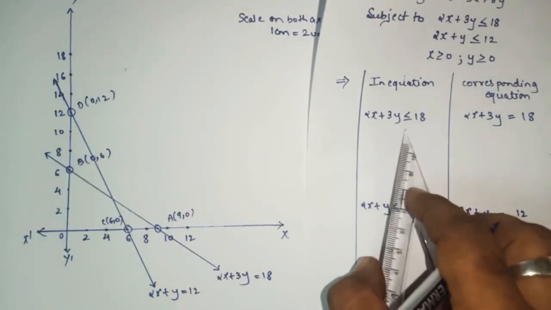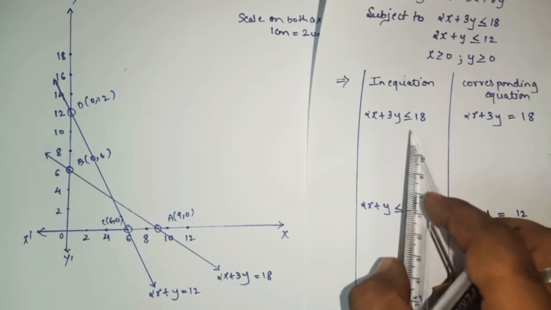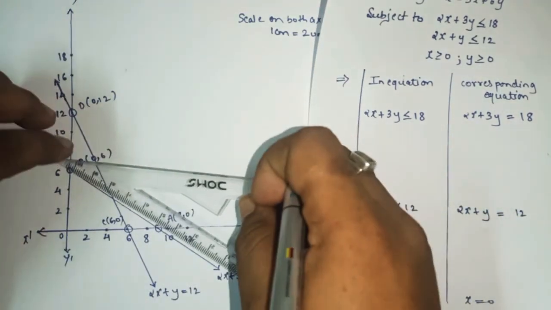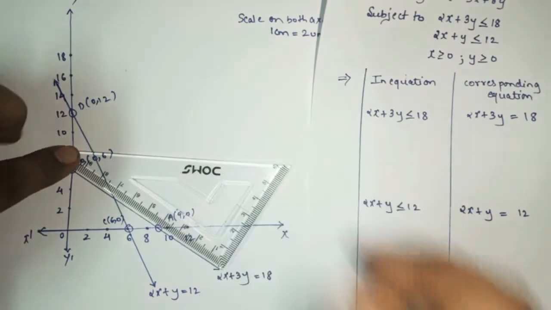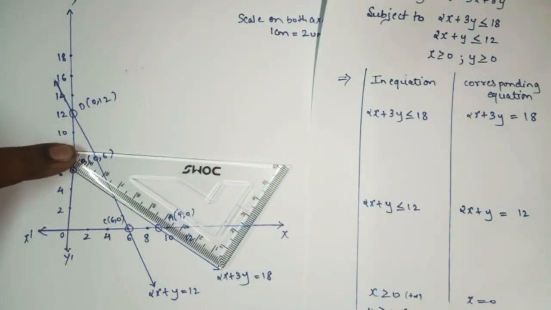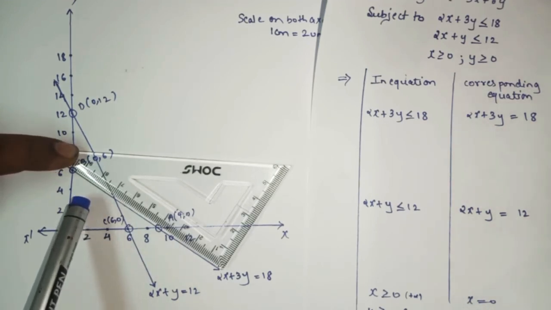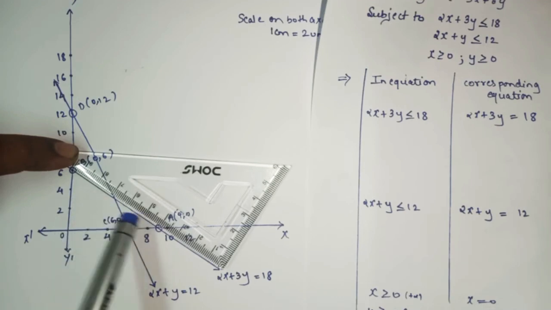For the first equation, this is the first one. What is the inequation symbol? It is less than equal to. So for this, it is less than equal to. So if it is less than equal to, the shaded portion will be what? This and this two region. This two region will come.